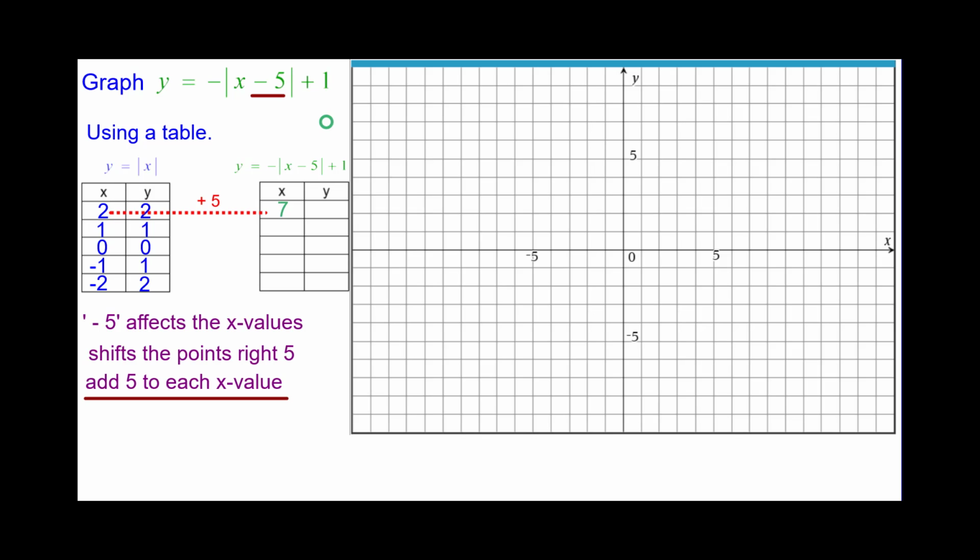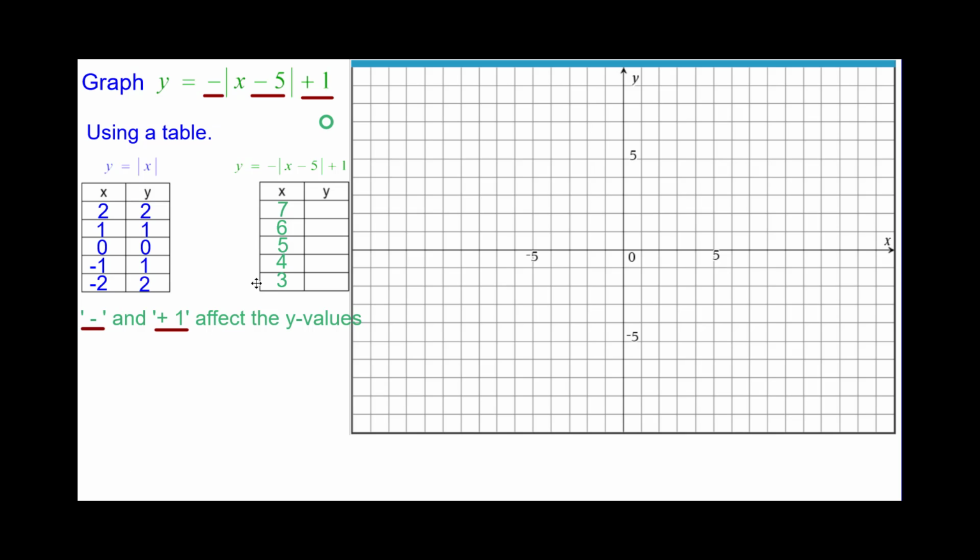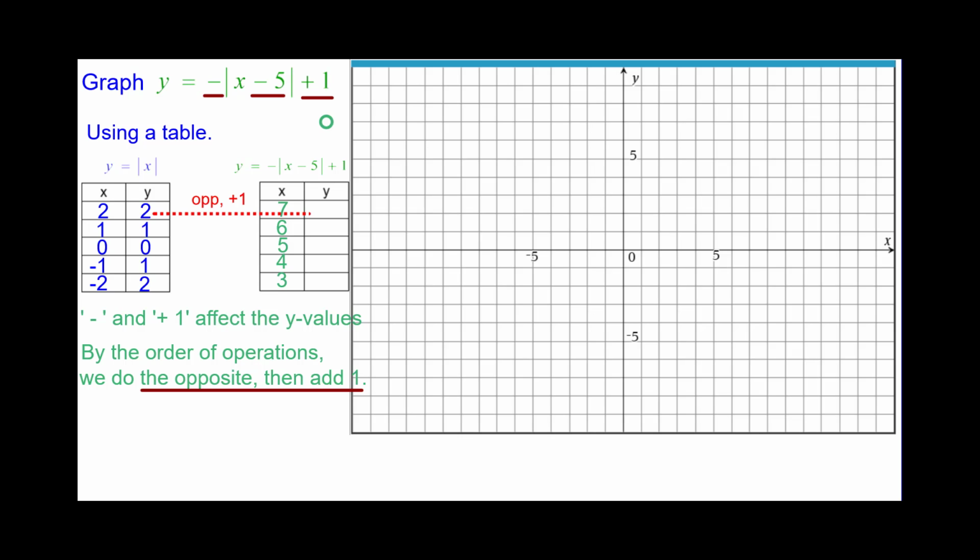So 2 plus 5 is 7. 1 plus 5 is 6. You can go ahead and pause this and finish this column right here. And here are the values you should have received by adding 5 to each of the x values. The other 2 parameters affect the y values. And by the order of operations, we take the opposite first, and then we add 1 second. Multiplying by negative 1, or take the opposite, then addition.